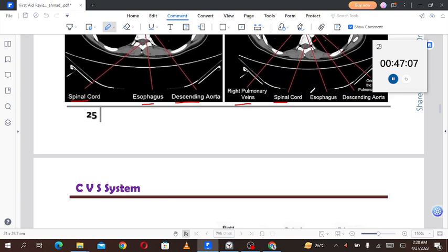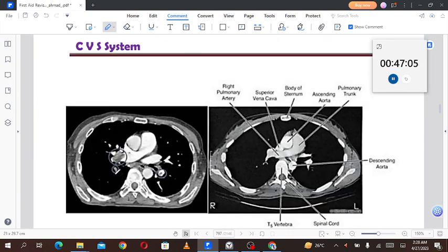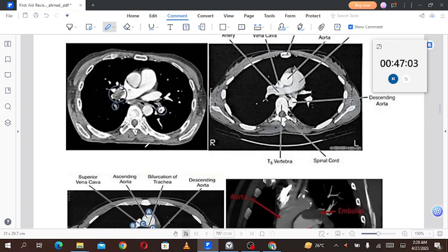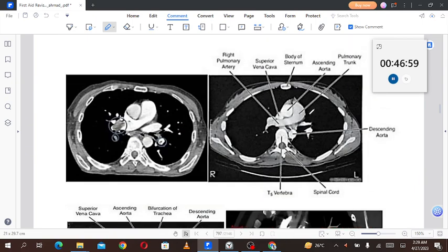And let's move forward. So here you can see this is a CT scan, but they have not labeled that, so we will not study that. Now let's go to the next one.